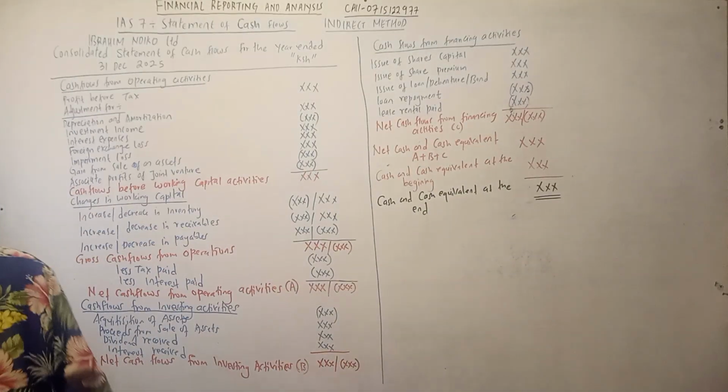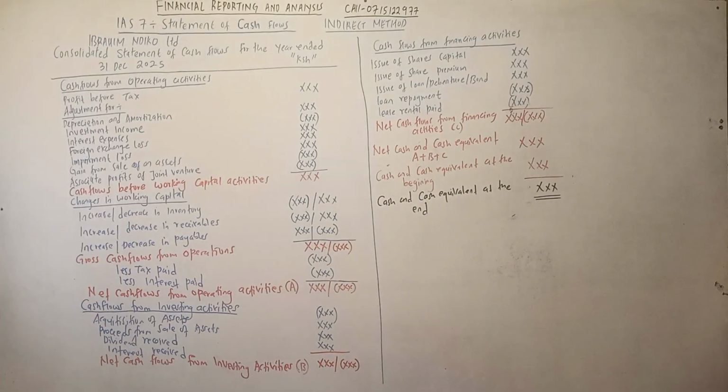So that is a format for the direct method of the cash flow statement. So that is IS7. So let us see the indirect method.